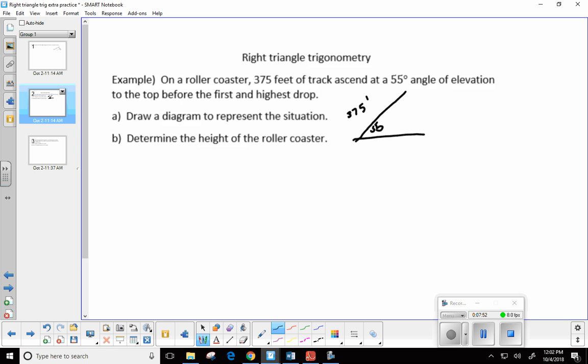That's 55. Okay, that'll work. And I see exactly where you're going with this. So he drew his right triangle. Let me go ahead and extend that and bring this guy down. So the angle of elevation this time would be with the ground, right? So you're going to incline up. So this is my 55 degrees. The 375, that would be your hypotenuse, because that's the length of the track going up to the highest point, right? So this is absolutely right. Good. Then it says determine the height of the roller coaster. So I want to know the height of this triangle, x.